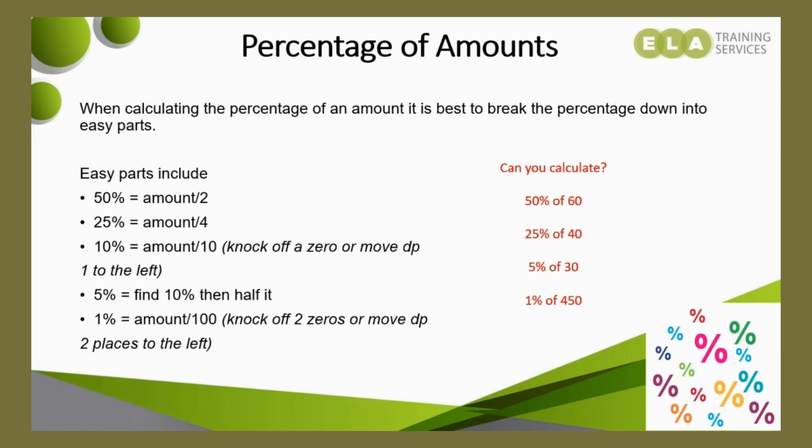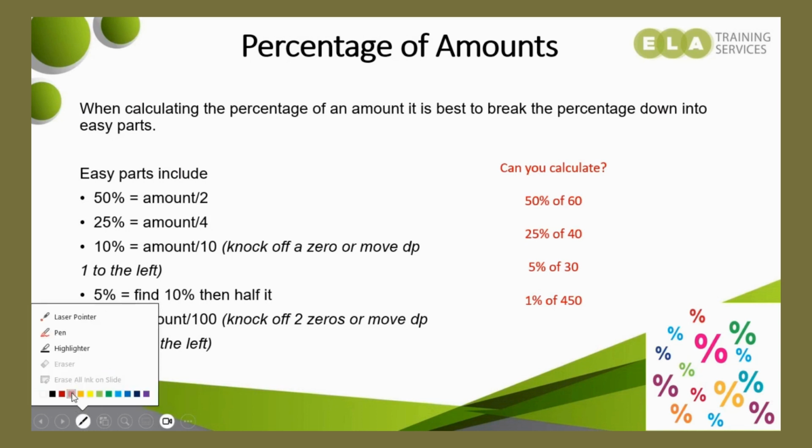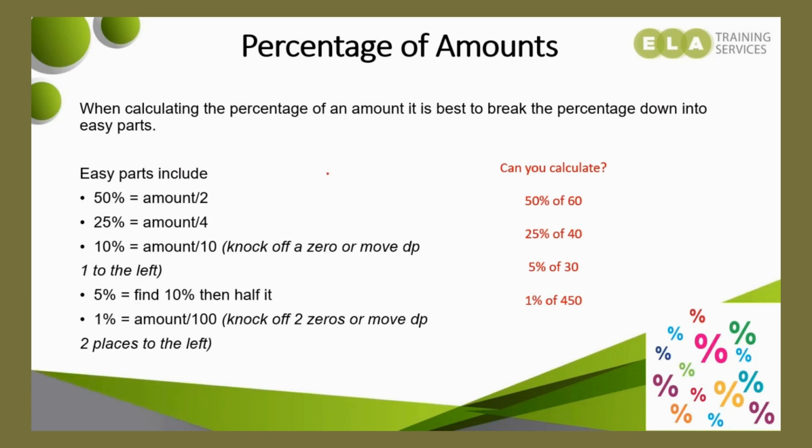So a percentage is an amount over 100, hence why it's called percent, per 100. When calculating a percentage of an amount, it's always best to break those percentages down into easy parts. Remembering your easy parts in which you can break a percentage down will make your exam a lot easier to manage. So easy parts include 50%. So we do our amount divided by 2, or half.